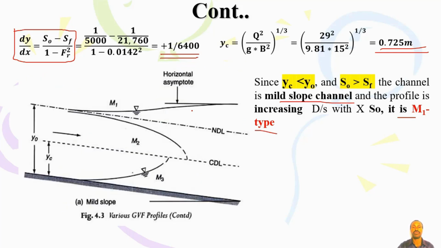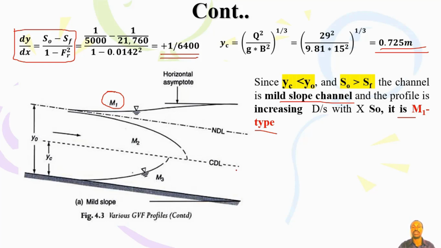So this is the profile. You can see the depth is increasing, which means the profile is increasing, and S naught is more than Sf. Then since you have yc less than y naught, it is an M1 type profile, because the depth is increasing, because this is positive over positive. So I think you can find it.